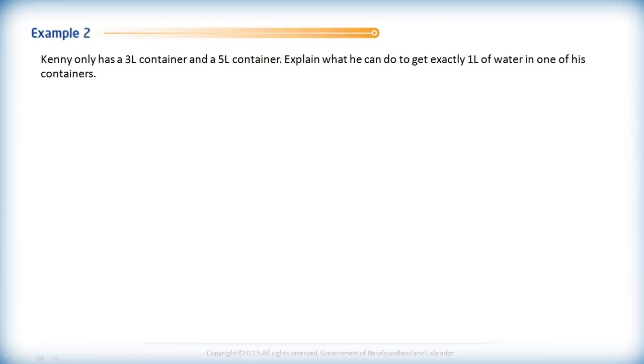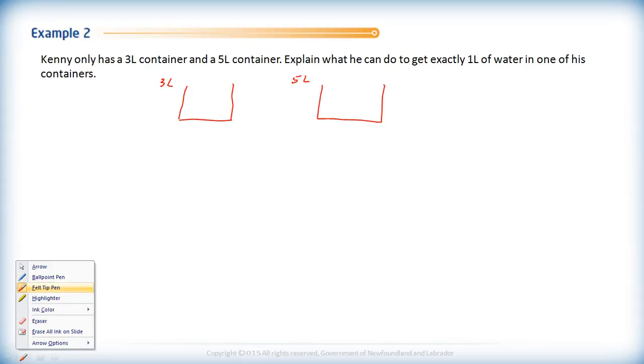Okay. Kenny only has a 3-liter container and a 5-liter container. Poor Kenny. Explain what he can do to get exactly 1 liter of water in one of his containers. Okay, Kenny, so we're trying to get 1 liter of water in one of your containers here. So let's say this container holds 3 liters, and this container holds 5 liters. What are we going to do? Well, 3 is closer to 1 than 5 is, so let's fill that one up first.